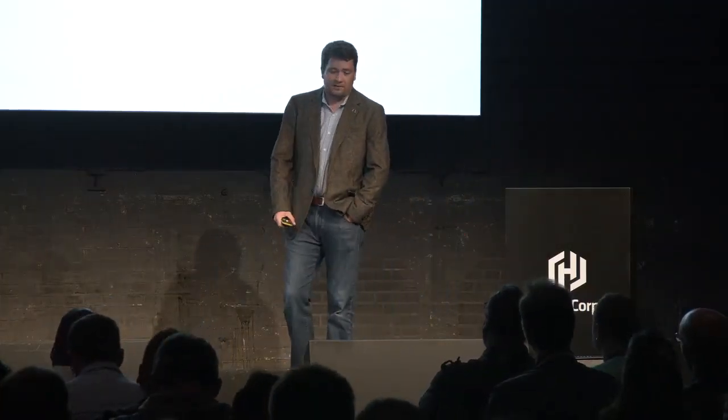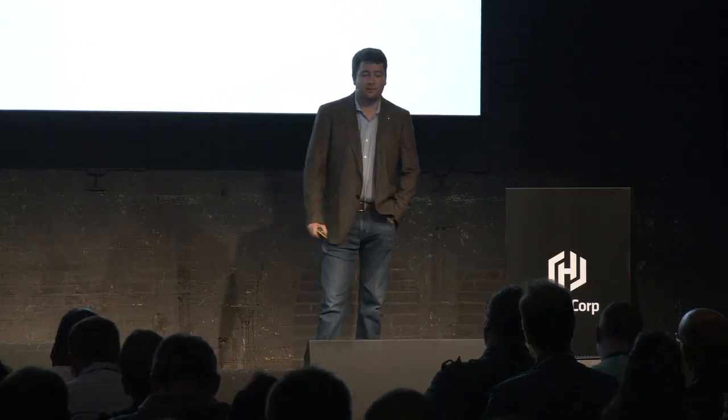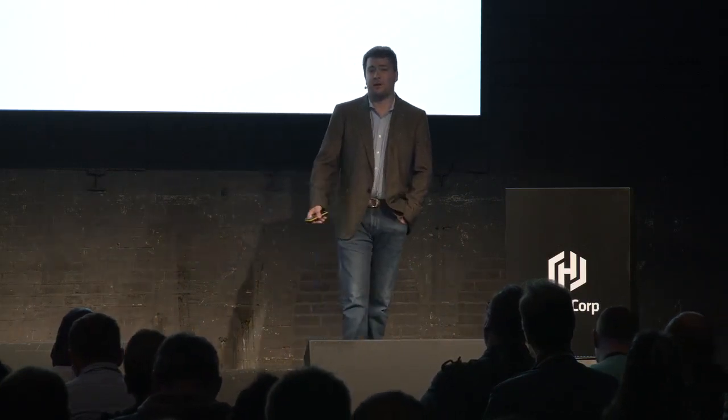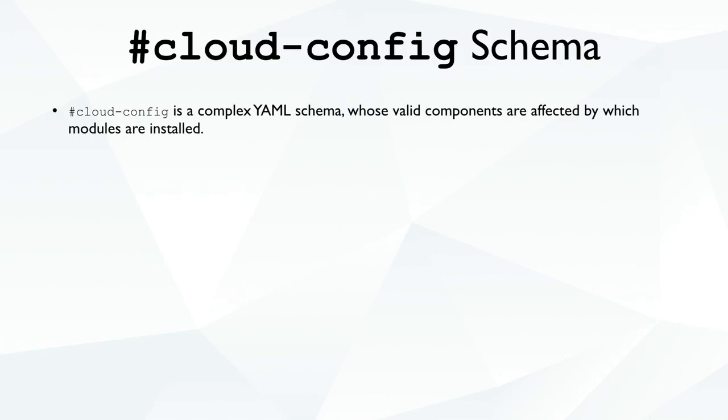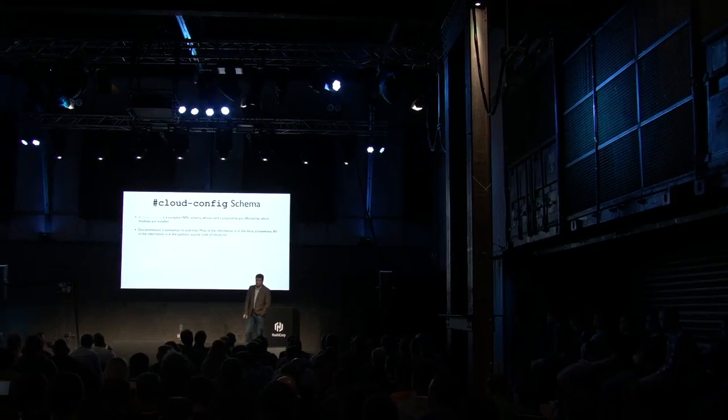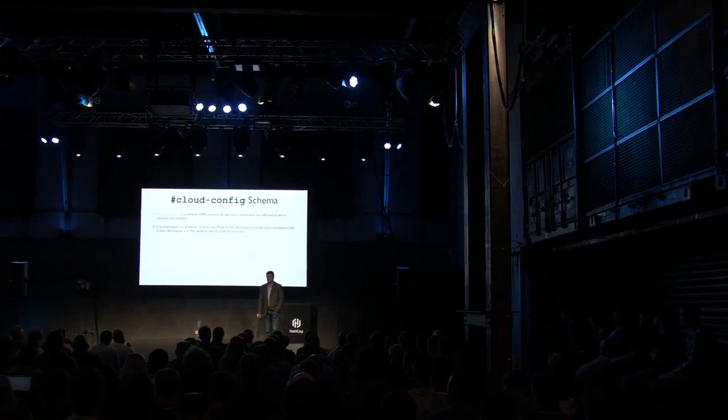Let's talk about CloudConfig schema. It's a YAML structure where what's valid is not even defined, really. It's a combination of the version of CloudInit you're on and the modules that have been installed, and you can install custom modules if you want. So it's not very discoverable. The documentation is somewhat hit or miss.